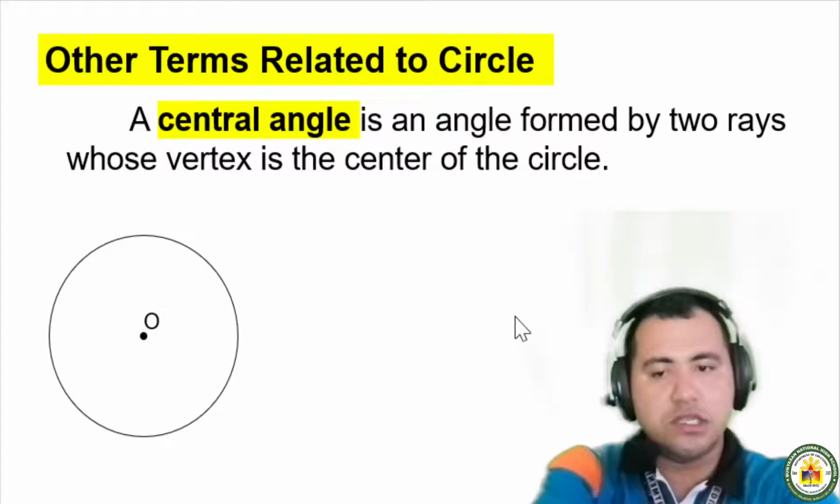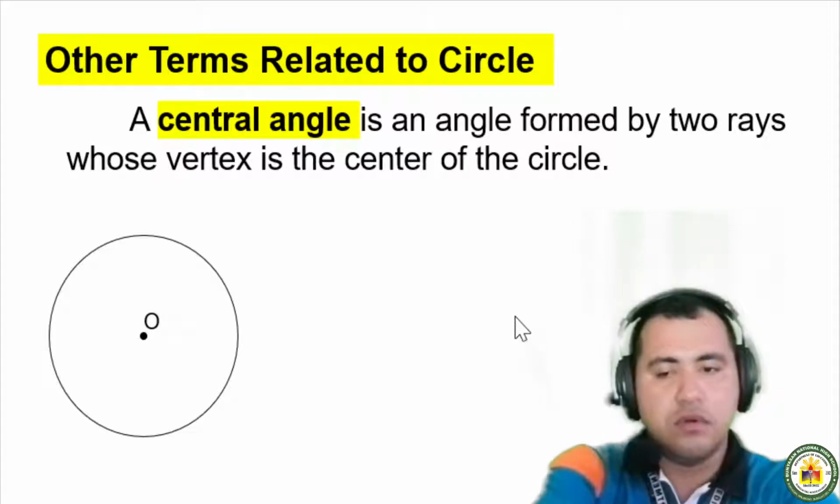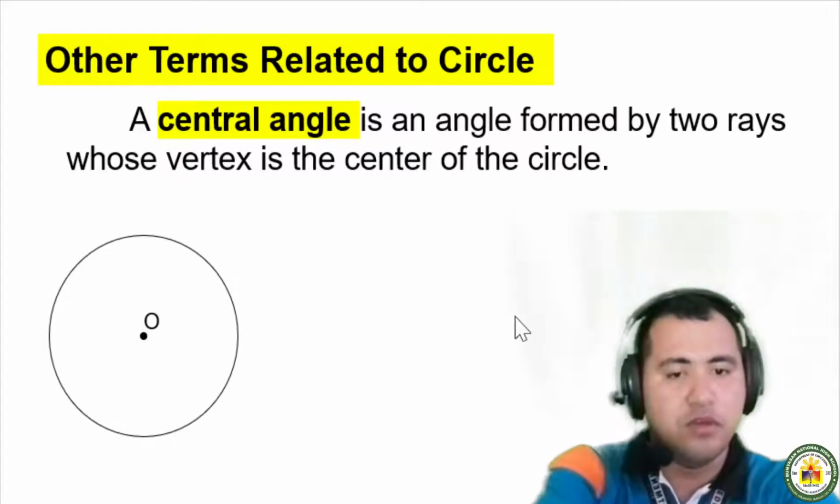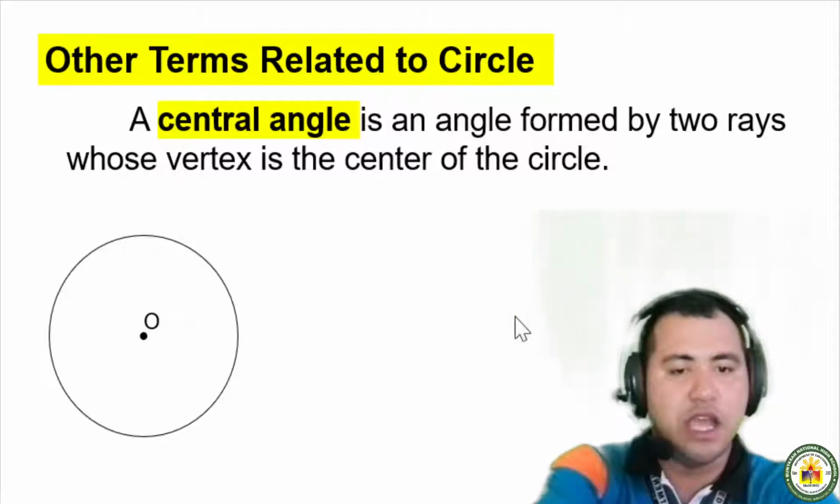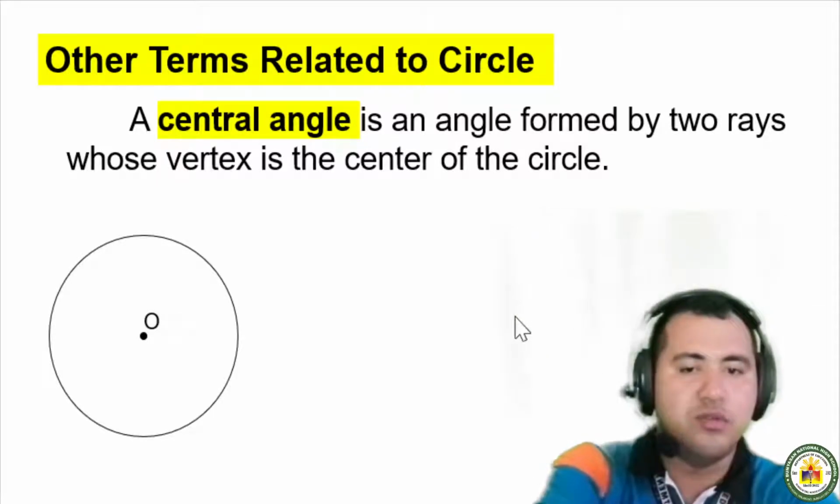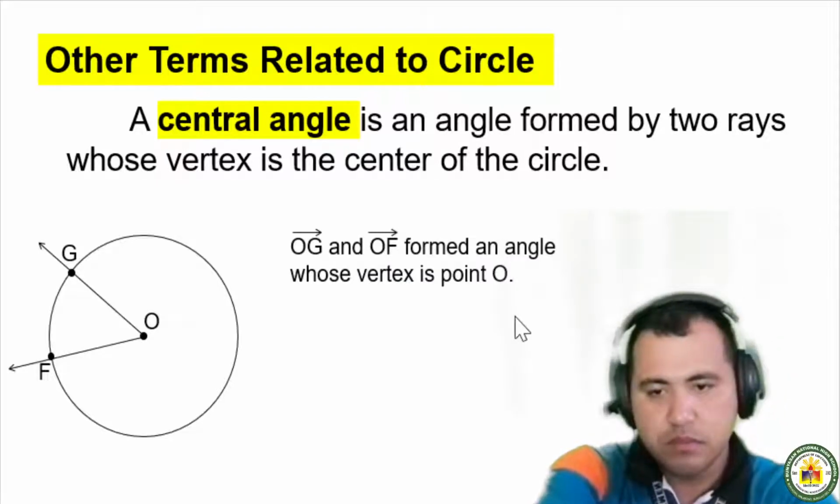So when two rays form an angle and the vertex of that angle is the center of the circle, that angle will be called the central angle. Like, for example, that one.